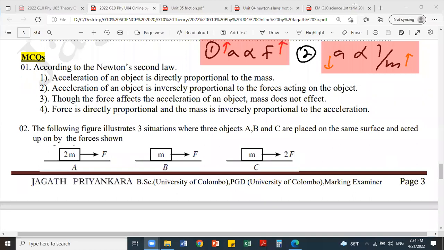You could not write the definition of momentum. Okay, I'll give it again. Don't worry. So the definition is this: momentum is defined as the product of the mass and the velocity of an object.